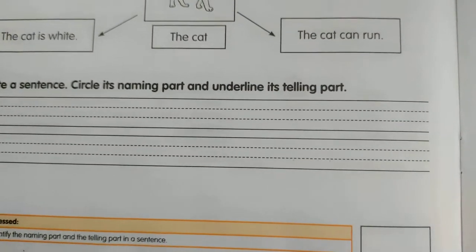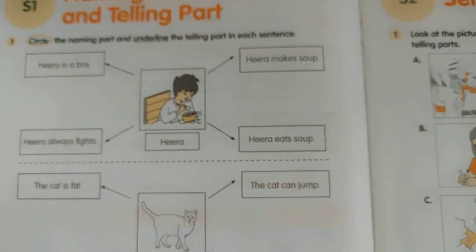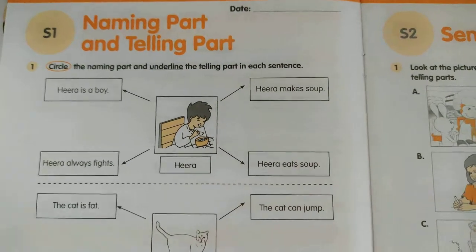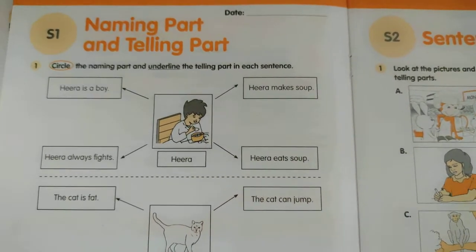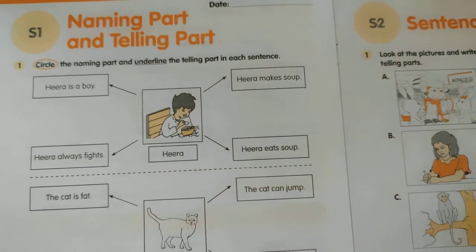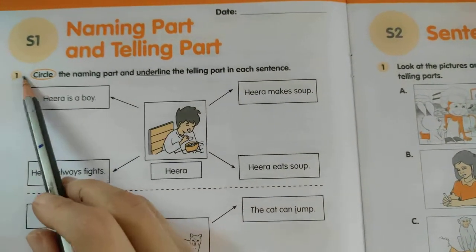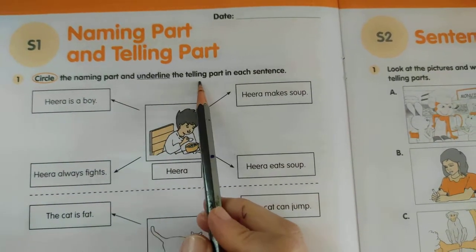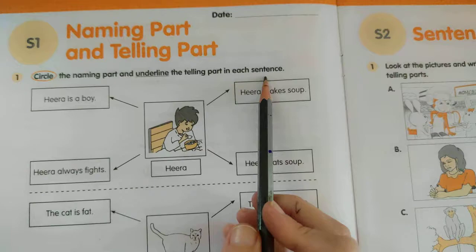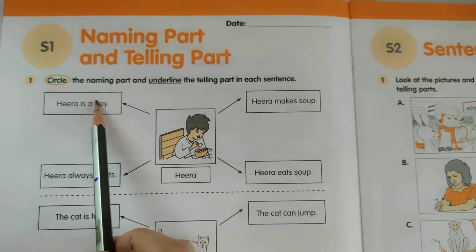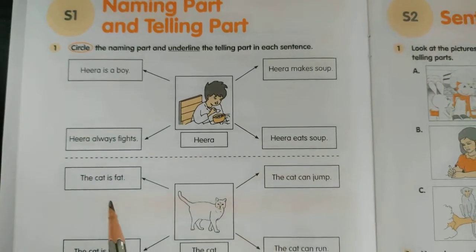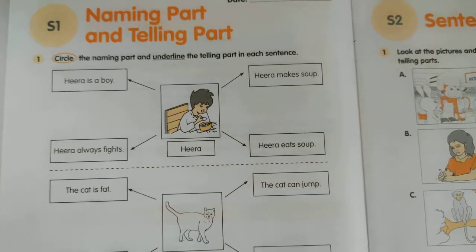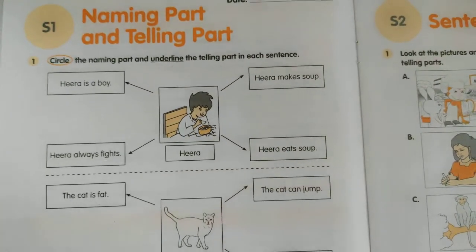So now I want you to look at your workbook, page 20 of your volume 2 English workbook, and you will find this S1 naming part and telling part. Try out this one on your own. Now, question 1 says, circle the naming part and underline the telling part in each sentence. I will help with one from here, and one from here, and you will do the rest on your own. Now look here.